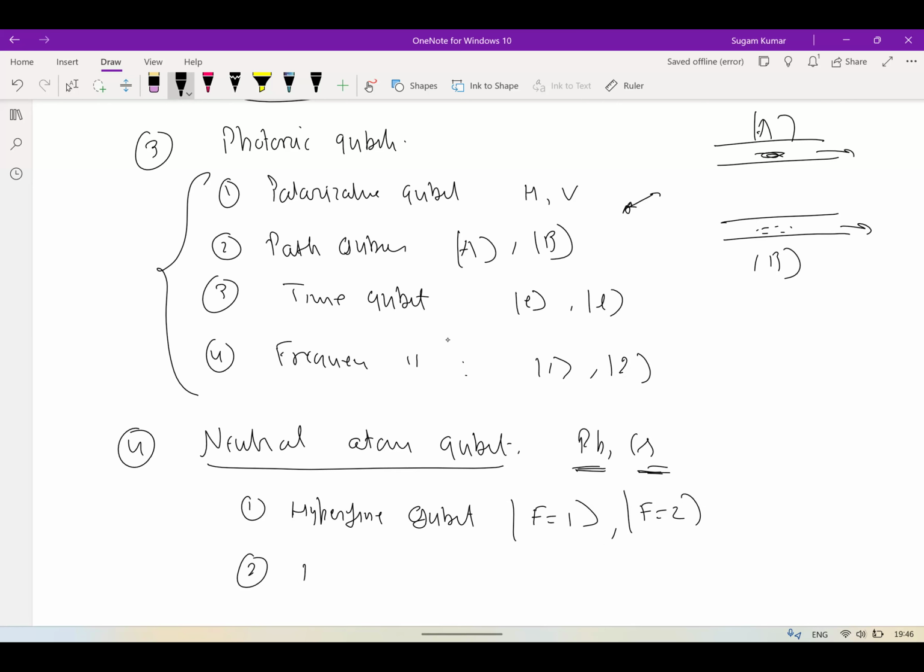Or you can also use the Rydberg states, and accordingly we call them the Rydberg qubits. Rydberg qubits means in this case you can use one state as the ground state and one highly excited Rydberg state of the neutral atom. So these two states can be used to make the qubit. Here you then need a strong dipole-dipole interaction to make the gates faster.